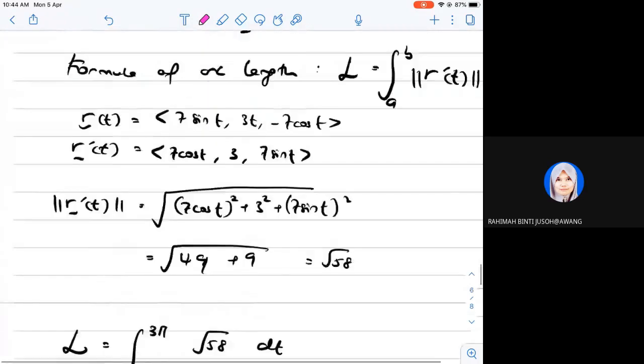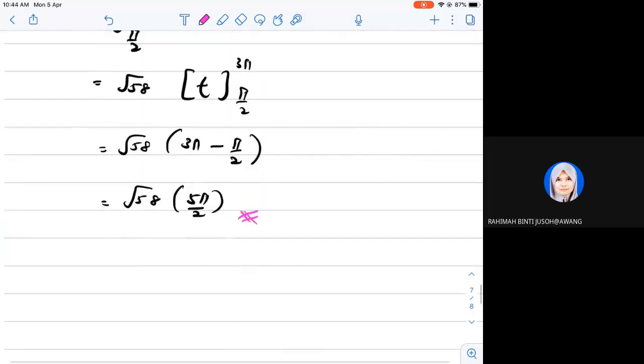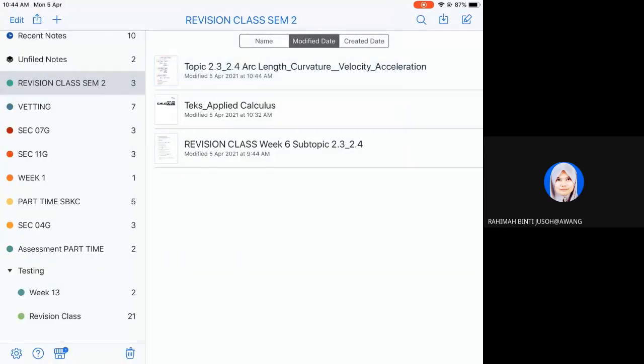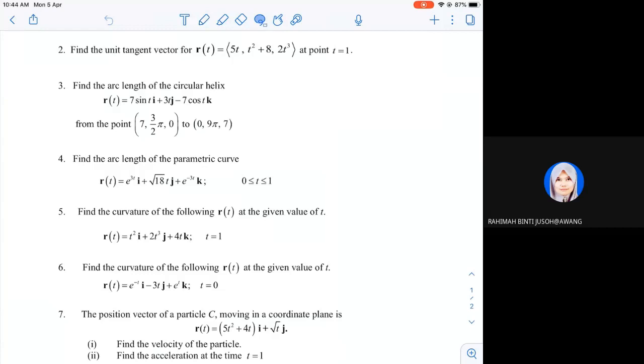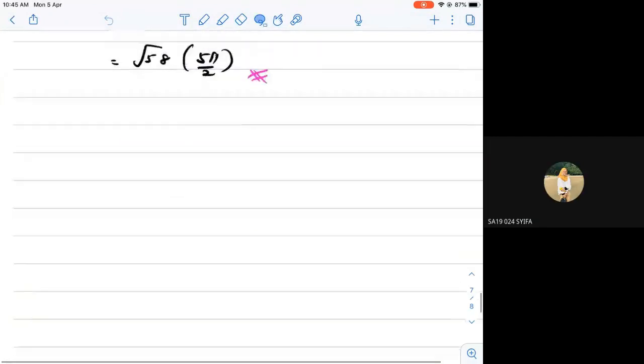Understand arc length? For a question like this, can you understand? Can you understand, guys? Yes. Yes, Doctor.